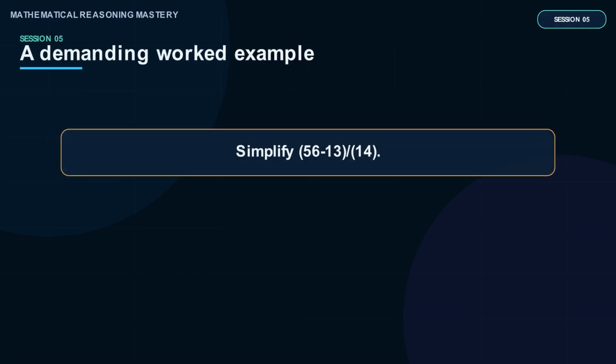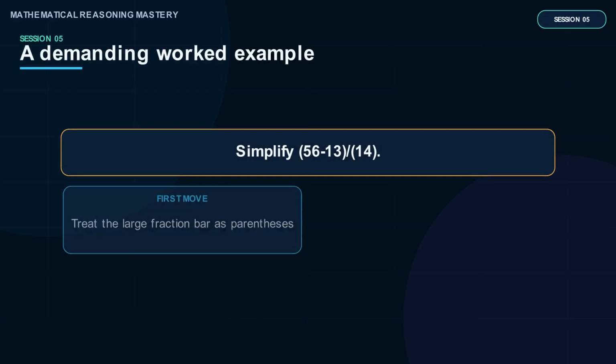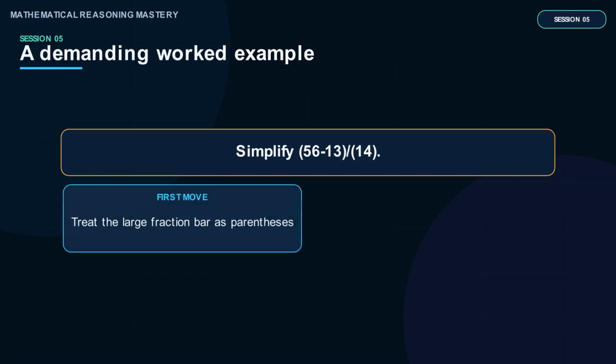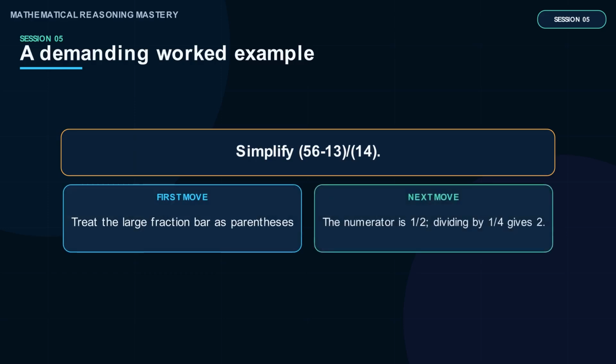Here is the challenge. Simplify 5/6 over 13/14. Restate what is requested before touching the choices. The first move is to treat the large fraction bar as parentheses. Apply it directly to the quantities and conditions in this problem. Now use the core reasoning. The numerator is 1 over 2. Dividing by 1/4 gives 2. Keep each equality, comparison, or unit conversion visible.